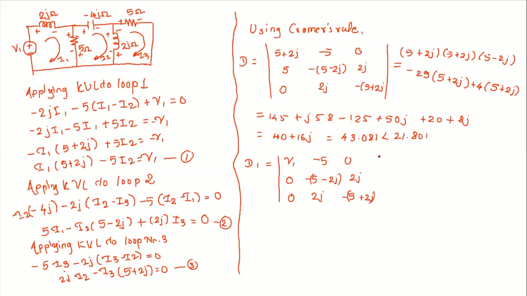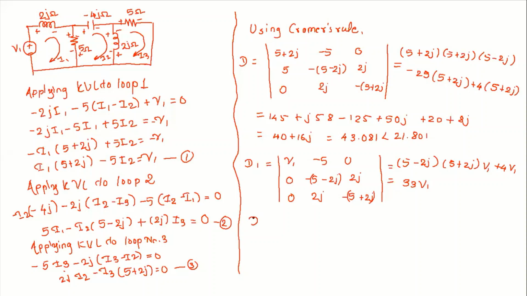Yes, determinant completed. If you solve this one, this multiplied with this one is already 0, and this and this determinant is also 0. Only this value we have to consider. So it becomes now 5 minus 2j, 5 plus 2j into V1 plus 4V1, and if you solve this one, you'll get the value as 33V1.